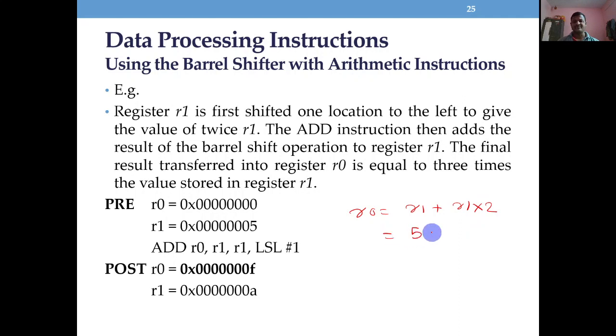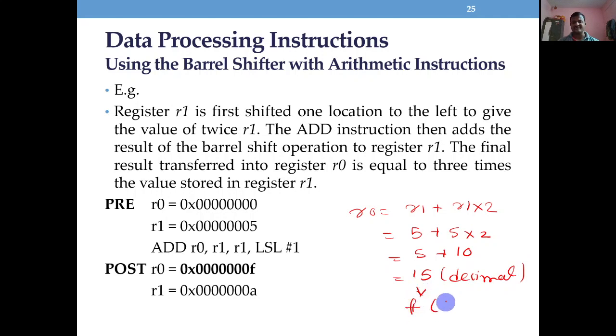R1 is how much? 5. 5 plus 5 into 2. How much will you get? 5 into 2 is 10. 10 plus 5 is 15. This is in decimal, but all answers are stored in registers in hex.